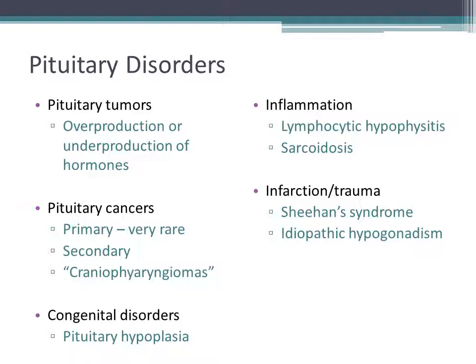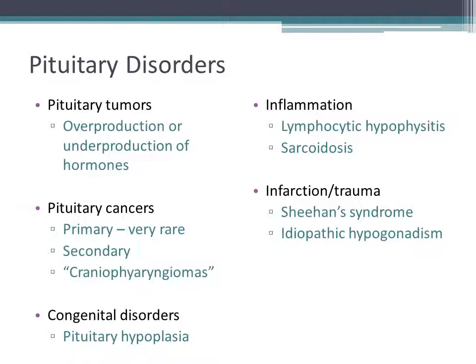Next is inflammation. Inflammatory conditions can lead to pituitary problems, and one of the main examples is lymphocytic hypophysitis, which we're going to talk about later in this lecture. Another example of infiltration is sarcoidosis, which is again very rare. Next is infarction and trauma, and you're all familiar with Sheehan syndrome, which is infarction postpartum.